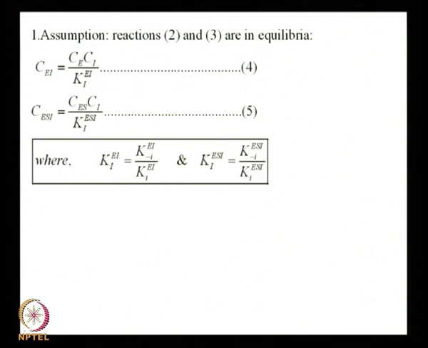So, CEI is given as CE times CI over KEI. That is first. Second is CESI, sorry, is given as CES times CI over KEI. Okay. But our goal is to be able to express these complexes in terms of the respective elements, right.